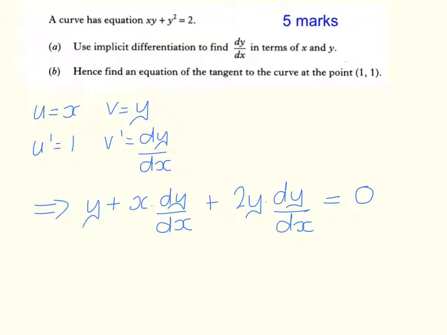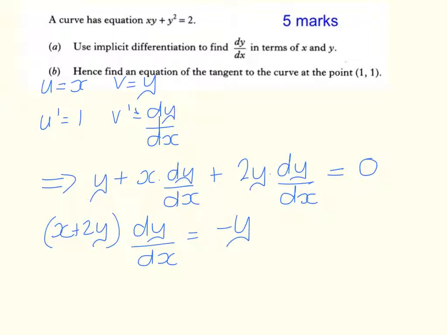Now I want to collect and make the subject dy by dx, so I'm going to have x plus 2y dy by dx equals negative y, and therefore, dy by dx is equal to negative y over x plus 2y.